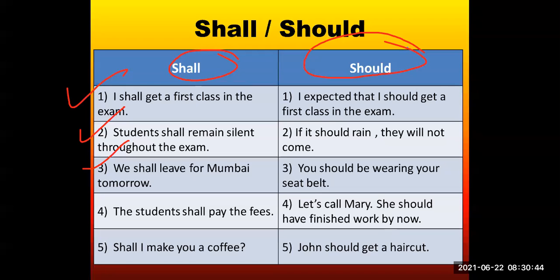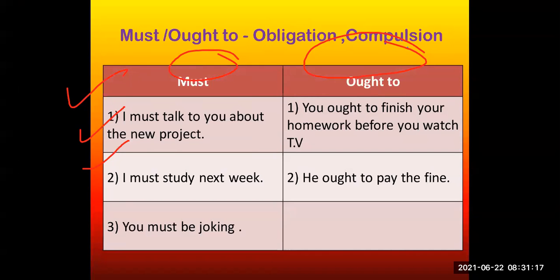So here we have completed the modal auxiliaries shall and should. We use shall for futurity, command, promise, obligation, offer, advice, or suggestion, and we use the modal auxiliary should when it indicates past form, belief, obligation, probability, advice, or suggestion. Let's discuss the next modal auxiliary. The next modal auxiliary is must or ought to.